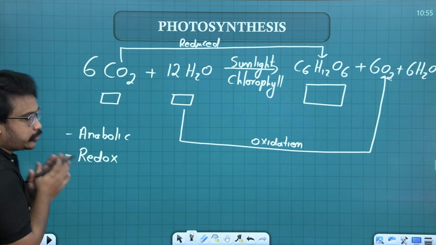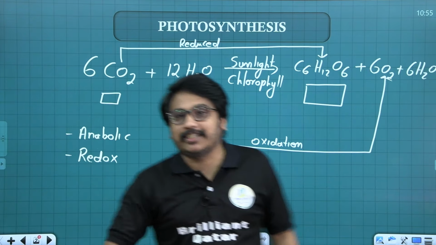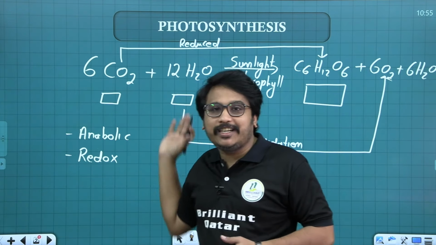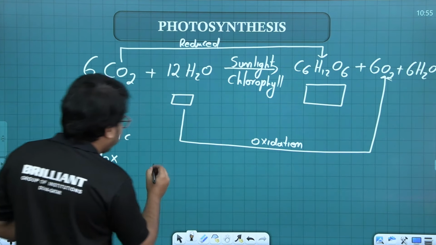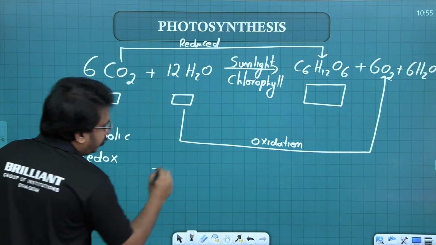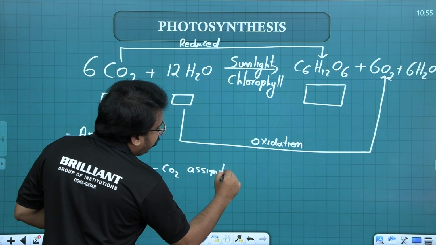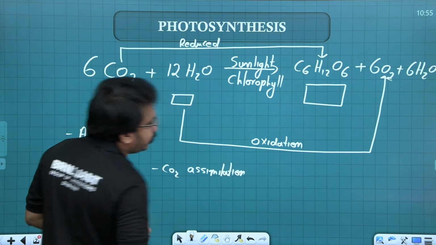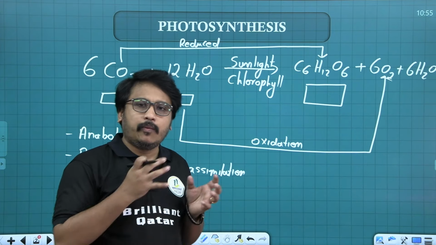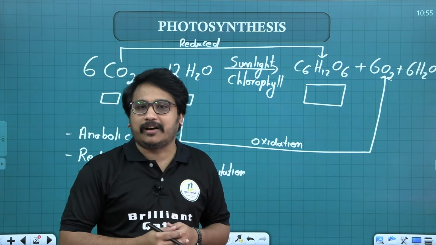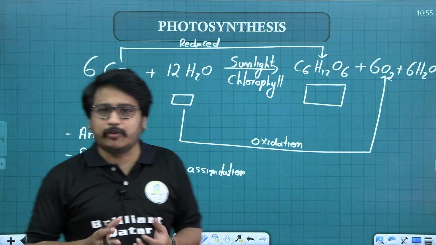Now remember, photosynthesis is an anabolic process and it's a redox reaction, where the carbon dioxide is reduced and the water is undergoing oxidation. And in photosynthesis, it's also called carbon dioxide assimilation. The process is also called carbon dioxide assimilation. So where this photosynthesis is taking part in the plant, that will be our next discussion. So these are the general things about photosynthesis.